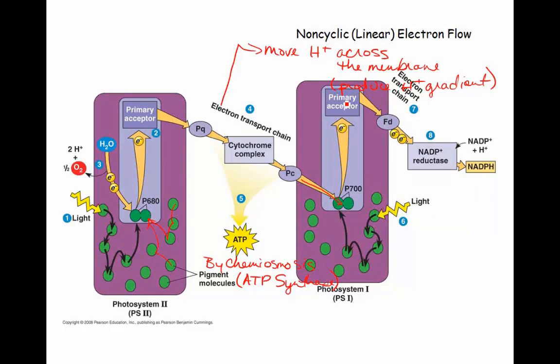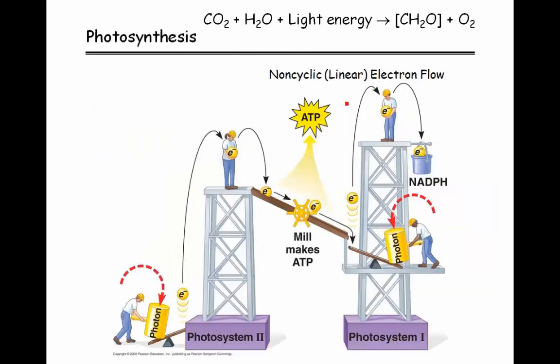So if you look at what we've done here, and this is an image from your book, we've taken an electron that was a low energy electron in the form of water. We have some light energy come in, and this electron is boosted up in energy. The energy is then drained out of that electron and used to make some ATP, at which point the electron is going to be boosted back up in energy and then ultimately pass to NADPH.